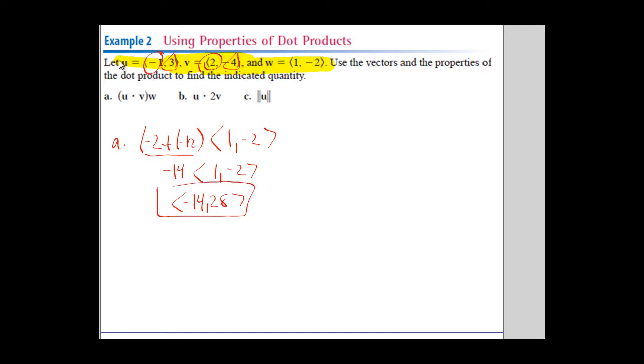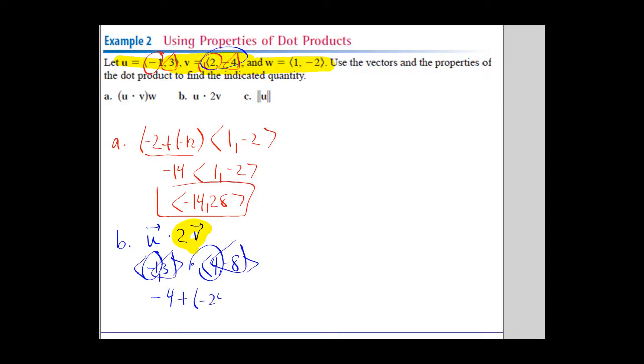For B, we've got u dot 2v. Well, let's start here with the 2v. So u, of course, is -1, 3. 2v would be, let's see, double this. So 4, -8. Dot those together. So -4 plus the vertical product, -24. So it looks like -28.